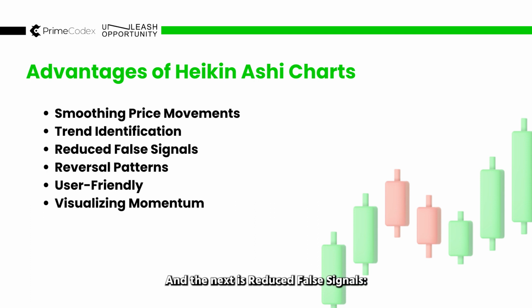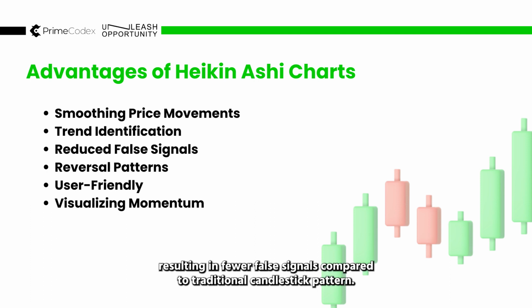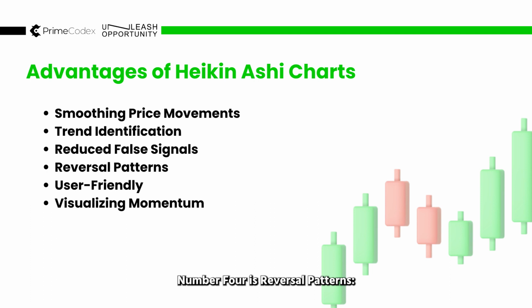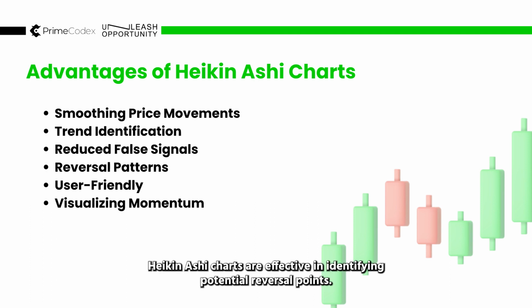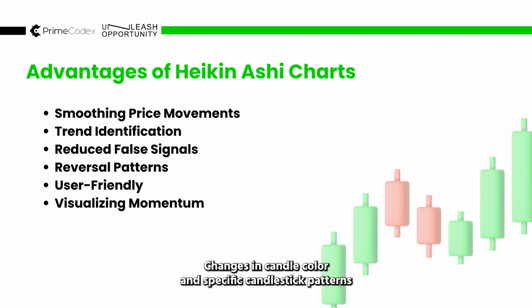And the next is reduced false signals. The smoothing effect of Heikin Ashi charts reduces the impact of minor price fluctuations, resulting in fewer false signals compared to the traditional candlestick pattern. And number 4 is reversal patterns. Heikin Ashi charts are effective in identifying potential reversal points. Changes in candle color and specific candlestick patterns can offer valuable insight into potential trend changes.